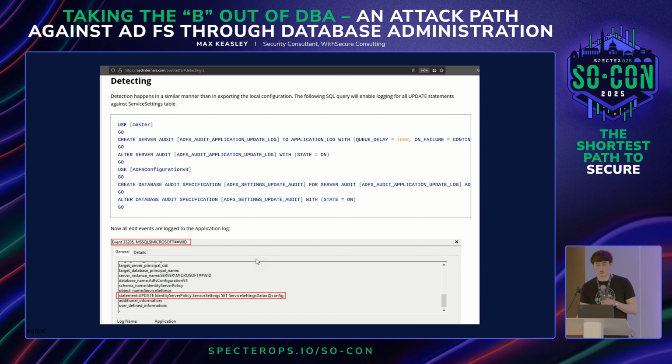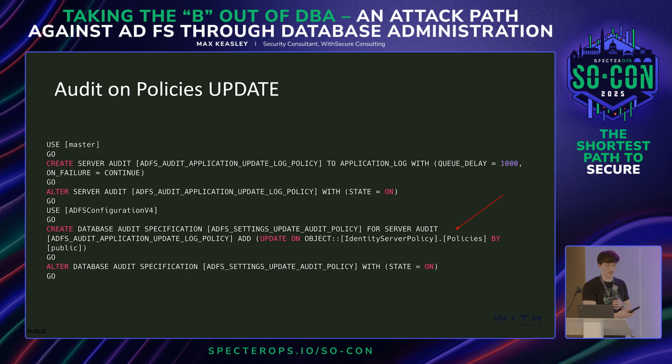This blog post by Dr. Azure AD has essentially covered some of the best detection avenues for adjacent techniques associated with the Windows internal database. I modified these and applied these to standalone MSSQL servers, and specifically to the configuration store, like the policy store databases. So essentially you can just create an audit on policies update. In this case, I just created an audit event for updates to the ADFS configuration v4 identity server policy.policies database table. So any users in the public role that make updates to these will produce an event.